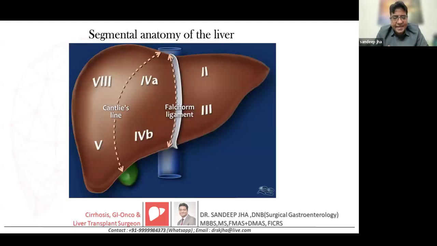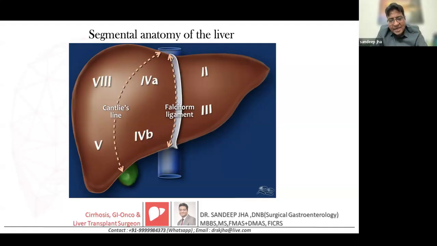Now, like I was saying, we take around 60 to 70% of the liver. This is where the Cantlie's line is. The gallbladder is here below, and the IVC, the right hepatic vein, and the junction of the right hepatic vein and the IVC is here. So we mark a line like this and we cut along this line, and this is called the Cantlie's line. So segment 5, segment 6, segment 7, and segment 8 are the part of the right lobe, which is taken out and given to the recipient.